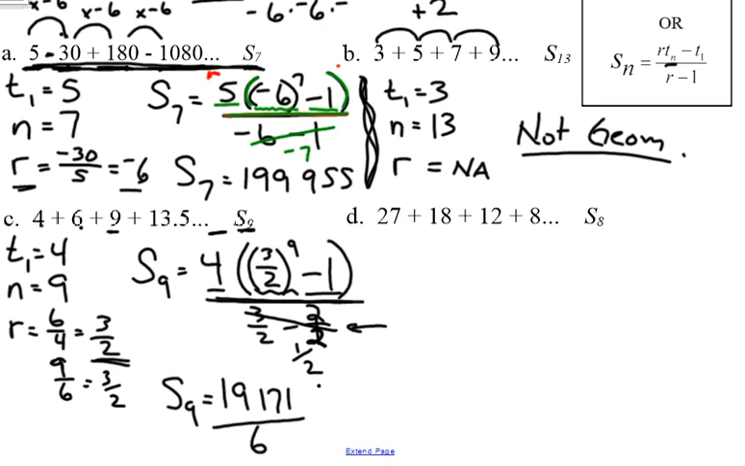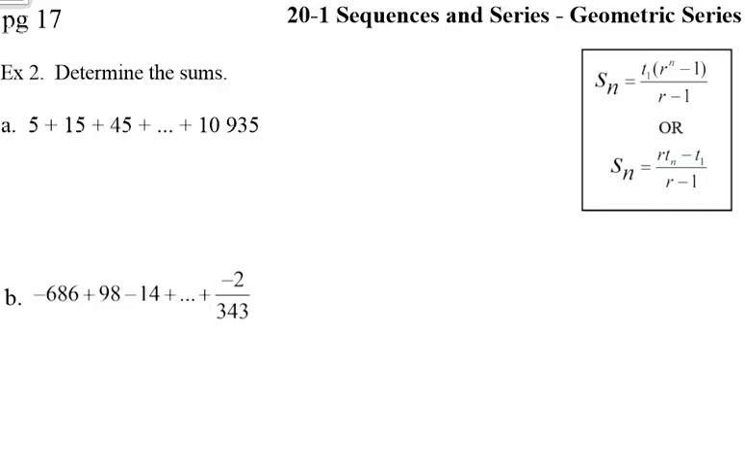19,171 over 64. So there's the process for calculating sums for a geometric series. I'm not going to worry about question D. You can practice it if you choose to. Page 17, determine the sums. Big difference here is that we're determining the sums now.